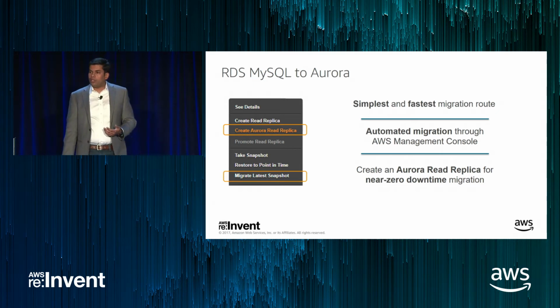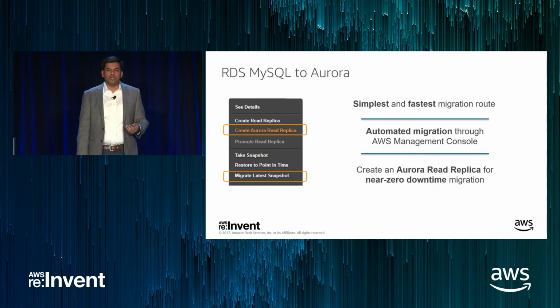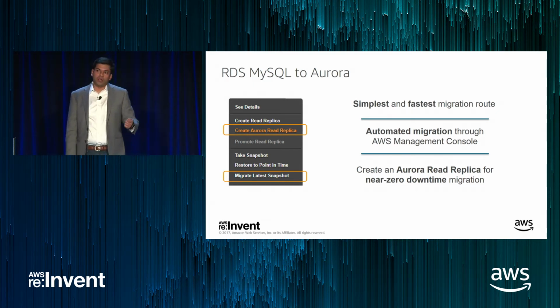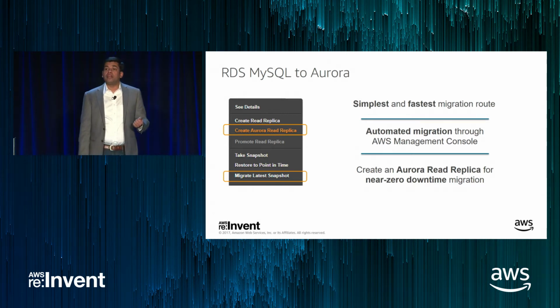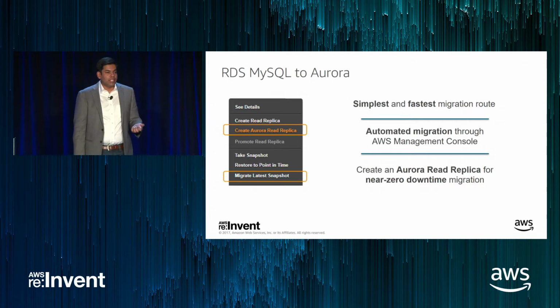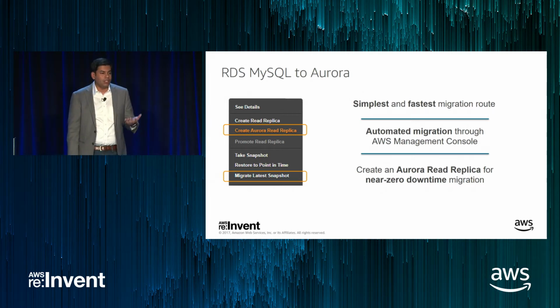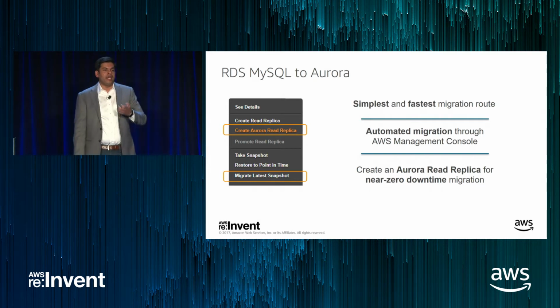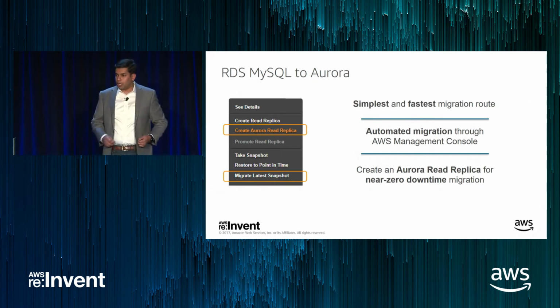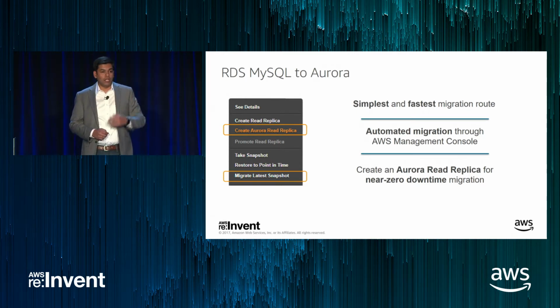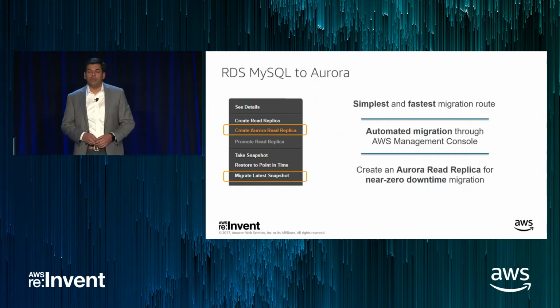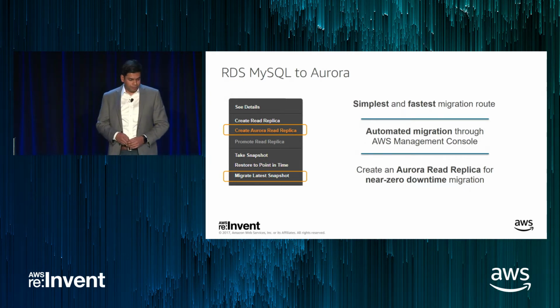Now, you might want to do this with minimal downtime. So there's an option for that, too. You can create an Aurora read replica. This will set up binary log-based replication between your source RDS MySQL database and your destination Aurora cluster. And as soon as the replication completes, you can cut over and essentially take a very minimal downtime while doing this migration.